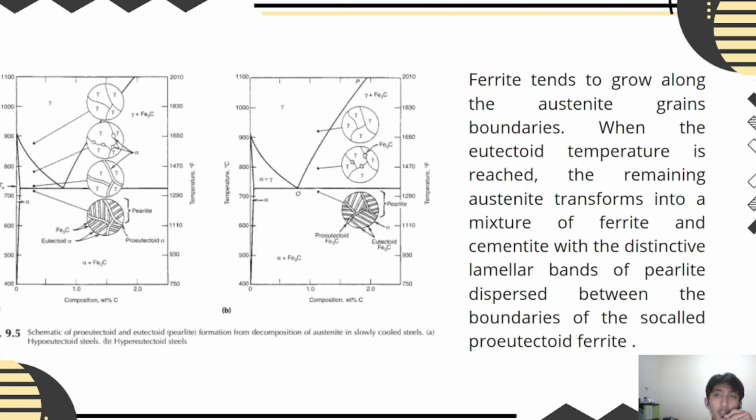Next, ferrite tends to grow along the austenite grain boundaries. When the eutectoid temperature is reached, the remaining austenite transforms into a mixture of ferrite and cementite, with distinctive lamellar bands of ferrite dispersed between the plates of cementite.